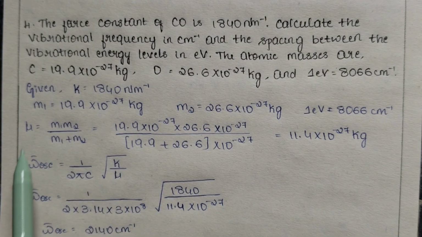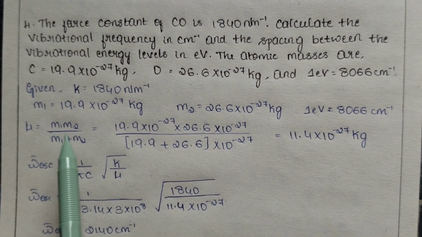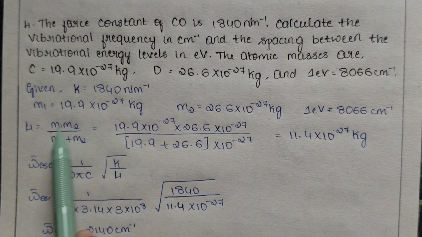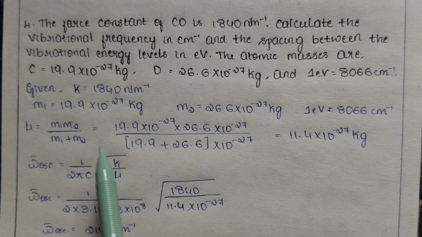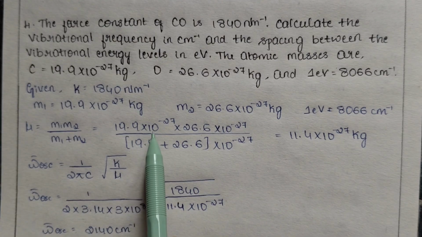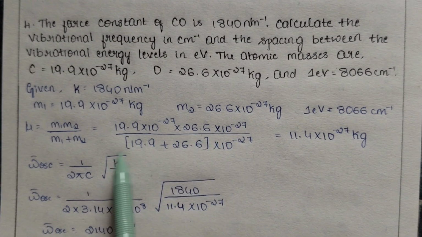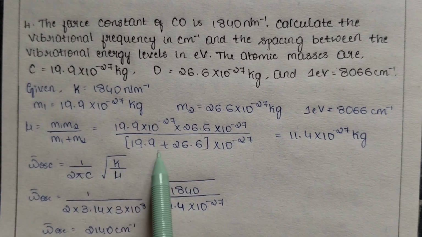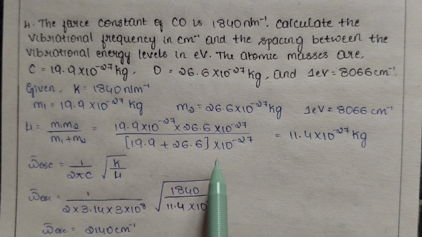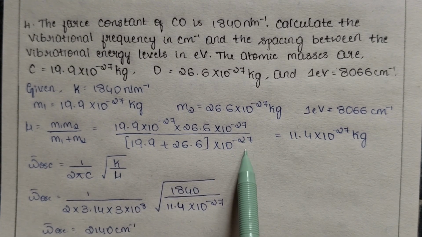Now we'll calculate the mu, that is reduced mass, given by the formula m1 m2 whole divided by m1 plus m2. Substituting the corresponding values, that is 19.9 into 10 to the power of minus 27 into 26.6 into 10 to the power of minus 27 whole divided by 19.9 plus 26.6 into 10 to the power of minus 27.